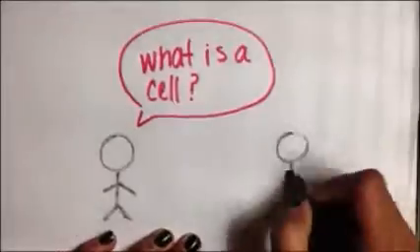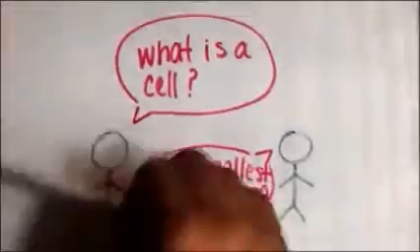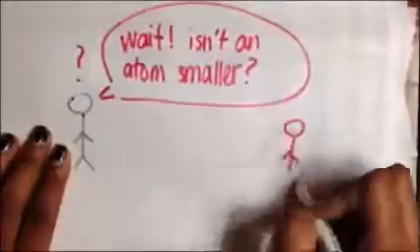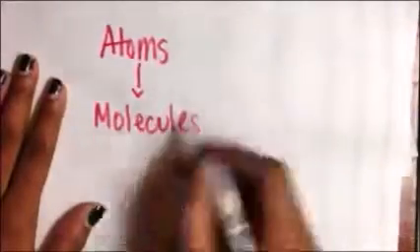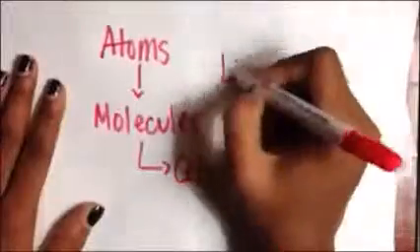Let's start with the basics. What exactly is a cell? A cell is the smallest unit of living things. But isn't an atom smaller? The answer is yes. Atoms make up molecules and therefore molecules make up cells. This is why it's important to emphasize the living.